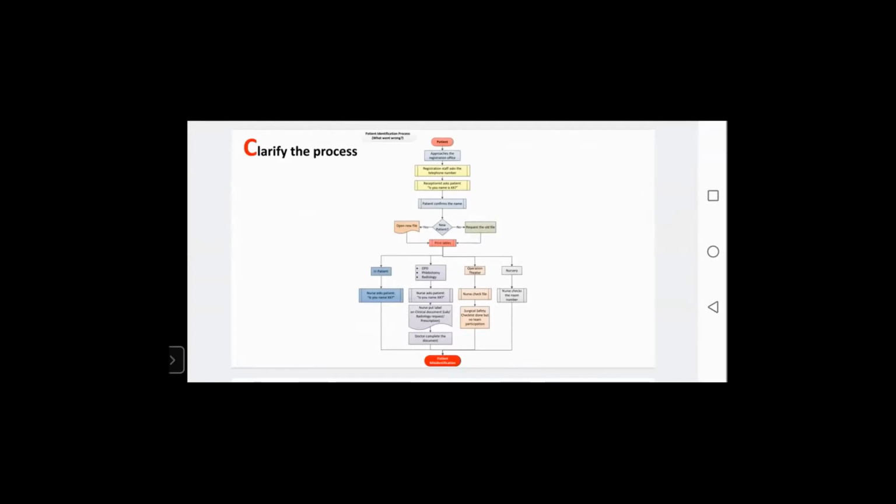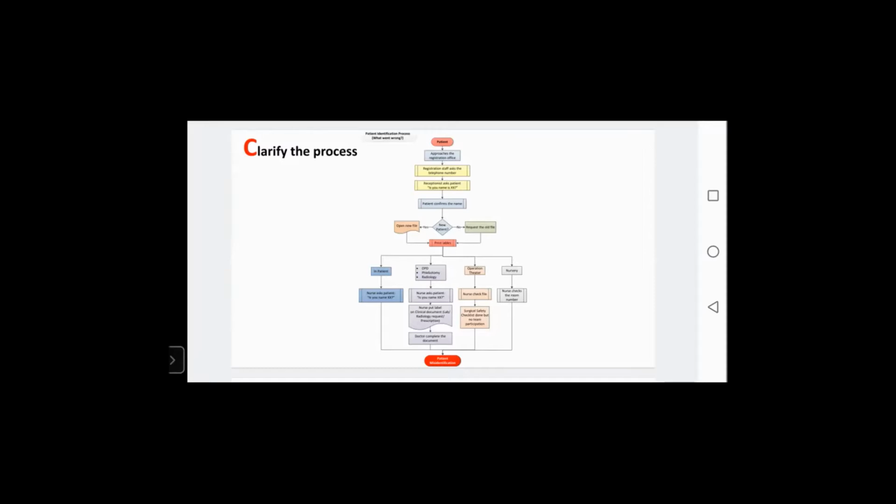To clarify the process, we studied the initial process. The patient comes to the reception at the registration office. The staff asks the patient for the telephone number, and from the telephone number they extract the electronic file, and then they say, well, is your name XX? The patient confirms. And they see if it's a new patient or not. If it's a new patient, they open a file. And if it's an old patient, they just request the file. After that, they print the label.